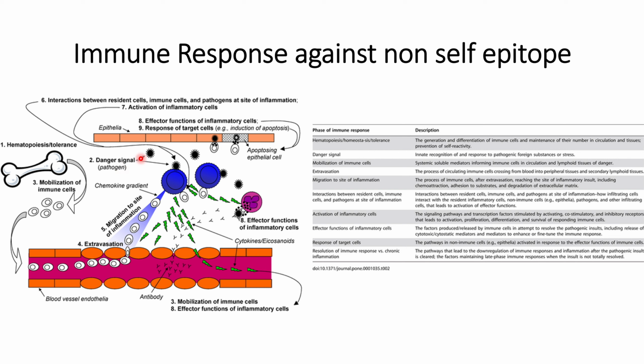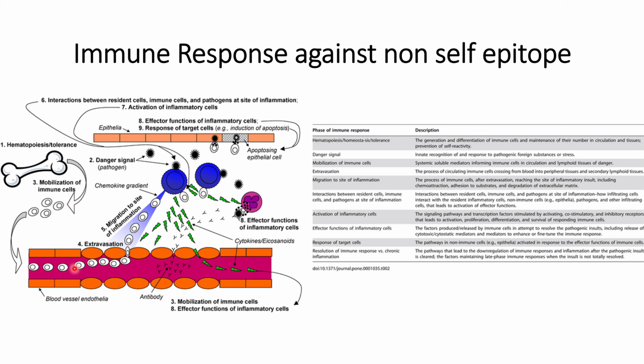These black colored shaped structures are being considered here as the danger signals, pathogens or non-self epitopes. So once they enter the host cells, the immune response, that is homeostasis, hematopoiesis, and tolerance will get disrupted, and it will trigger the mobilization of the immune cells to the site of these pathogens, which can be seen here with the help of blood vessels.